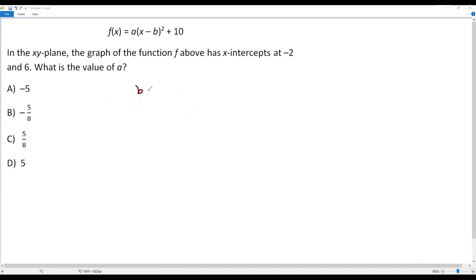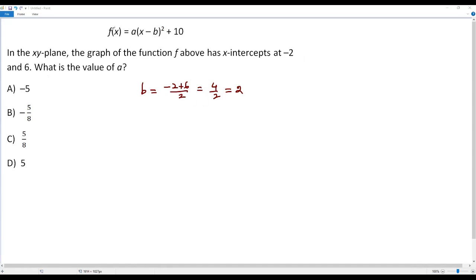Here, if I want to get the x coordinate of the vertex, there is an idea. We have to consider the given information: the graph of the function f has two x-intercepts, −2 and 6. When I find the average of these two x-intercepts, that is equal to the x coordinate of the vertex. So we add them and divide by 2. Here 4 divided by 2 is equal to 2. So I got the x coordinate of the vertex, and that is the value of b.